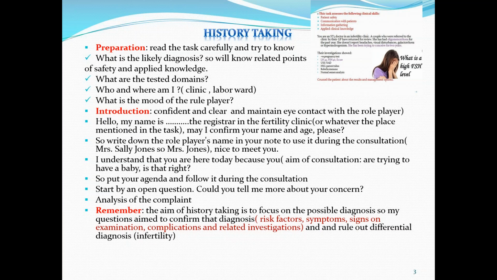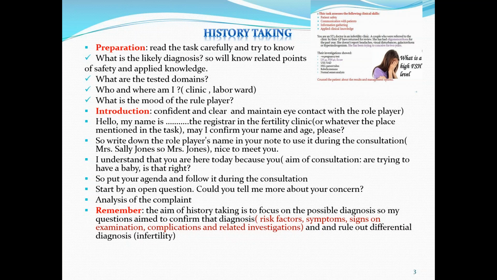And also, it's important while you're reading the task to ask yourself, what is the mood of the role player? If it is a station of breaking bad news, when I enter the cubicle, I will be neutral in my facial expression, or if I need to congratulate the patient on a suspected pregnancy, for example, I will enter the cubicle with a smiley face. So try to answer this question. What is the mood of the role player?